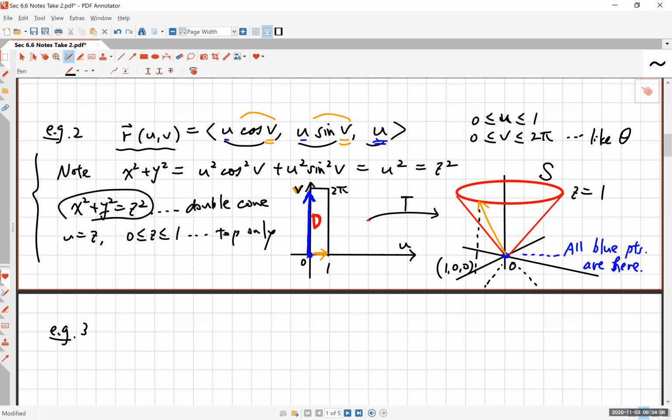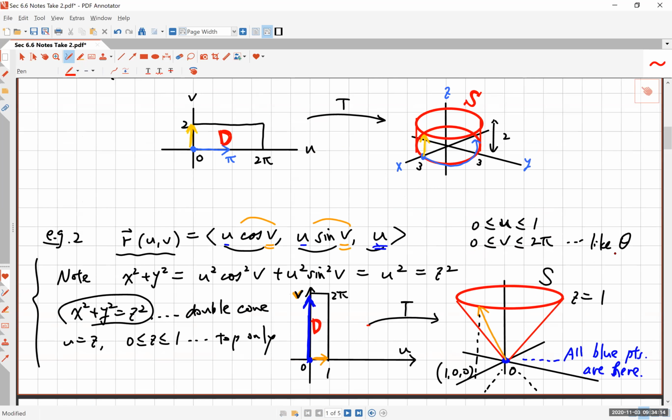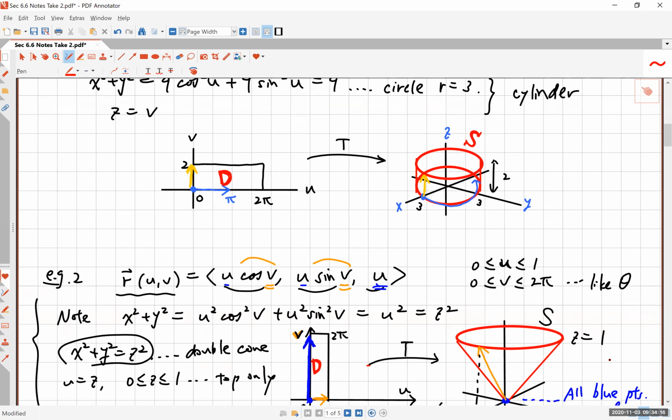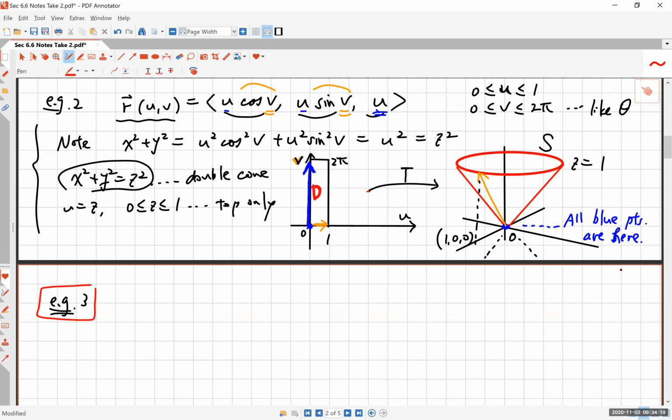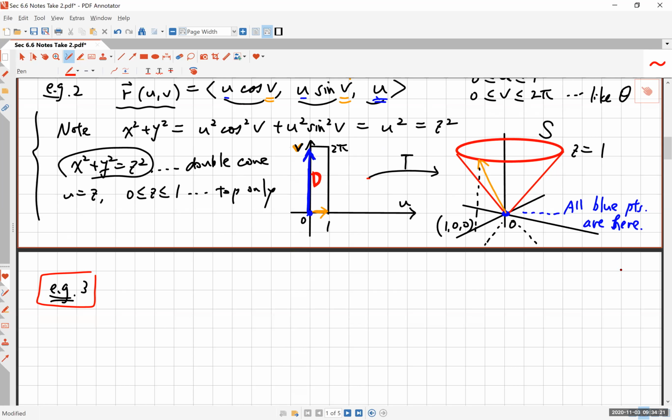So this is S, the pre-image is D. Okay, example 3. This is actually a pretty important one. Okay, I know, the other ones are important too. We have so far done a cylinder and a cone, right, a circular cone.